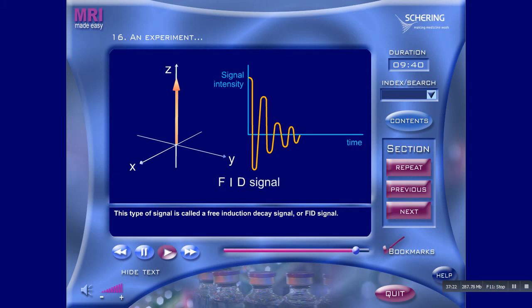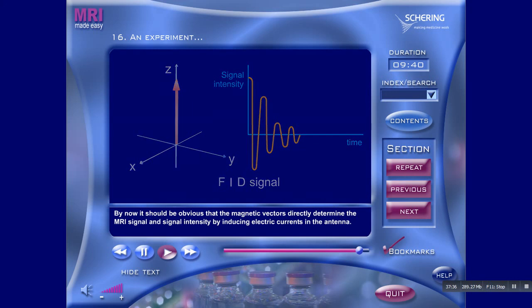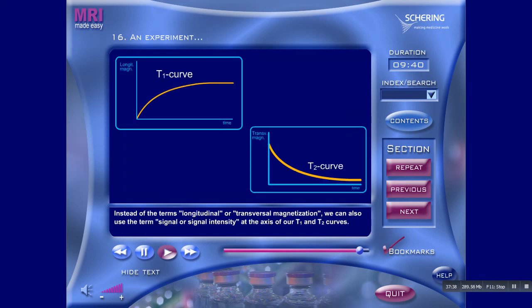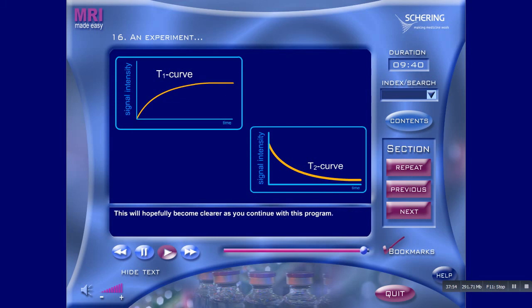By now, it should be obvious that the magnetic vectors directly determine the MRI signal and signal intensity by inducing electric currents in the antenna. Instead of the terms longitudinal or transversal magnetization, we can also use the term signal or signal intensity at the axis of our T1 and T2 curves. This will hopefully become clearer as you continue with this program.